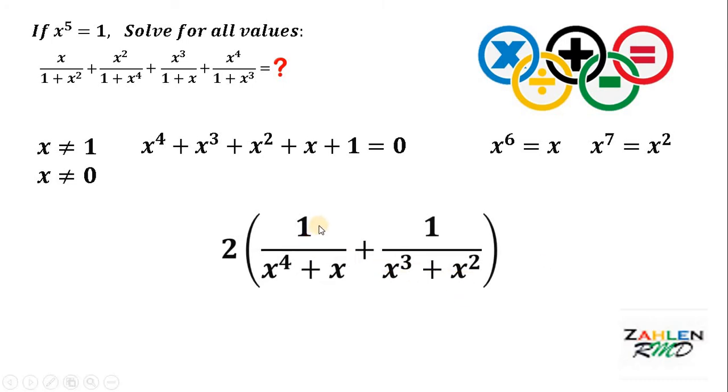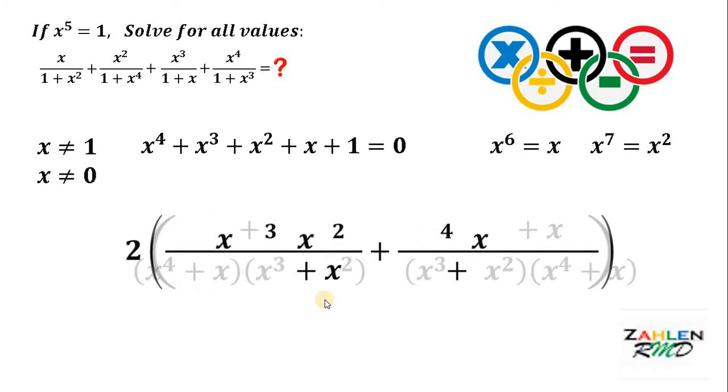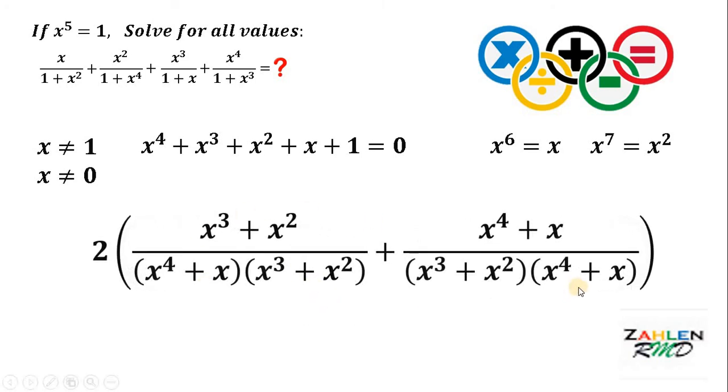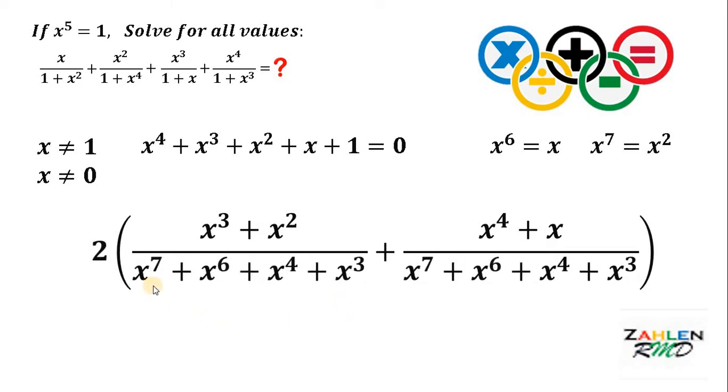To do that, let's multiply the first term by x cubed plus x squared on numerator and denominator. And the second term, let's multiply x to the fourth plus x on the numerator and the denominator. If we do that, we get this huge expression. Alright? Now at this point, let's simplify the denominator. So let's multiply them. If we do that, we get x raised to 7 plus x raised to 6 plus x raised to 4 plus x cubed.